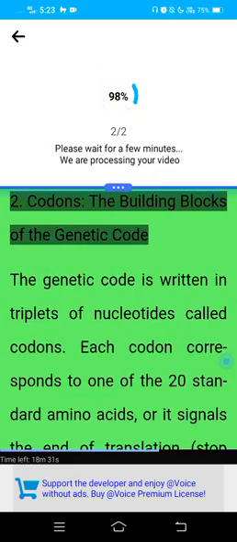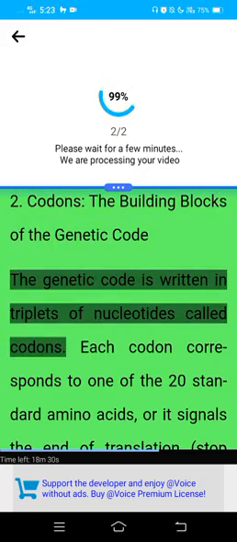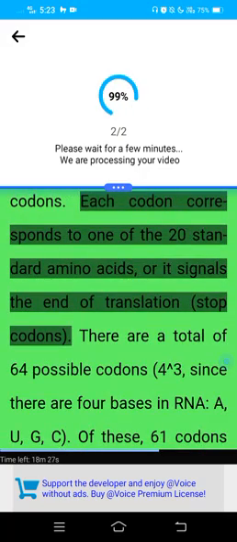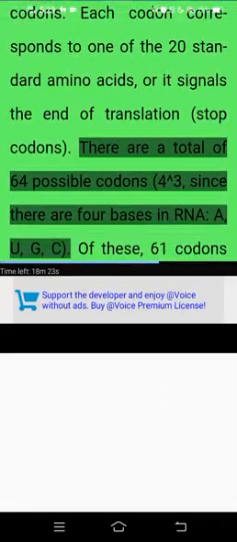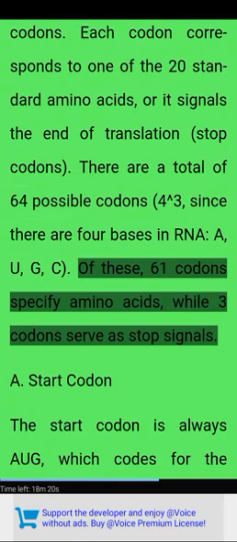2. Codons, the building blocks of the genetic code. The genetic code is written in triplets of nucleotides called codons. Each codon corresponds to one of the 20 standard amino acids, or it signals the end of translation: stop codons. There are a total of 64 possible codons, 4 cubed, since there are 4 bases in RNA: A, U, G, C. Of these, 61 codons specify amino acids, while 3 codons serve as stop signals.